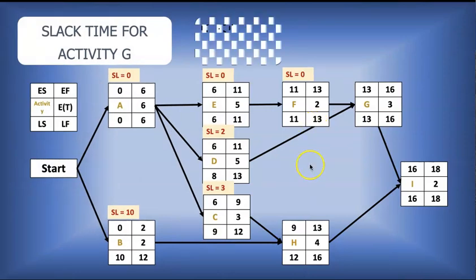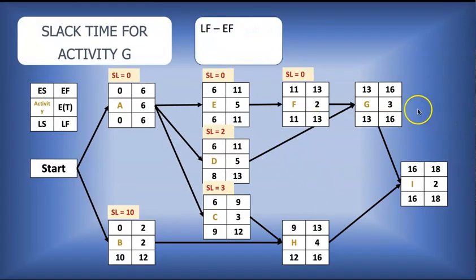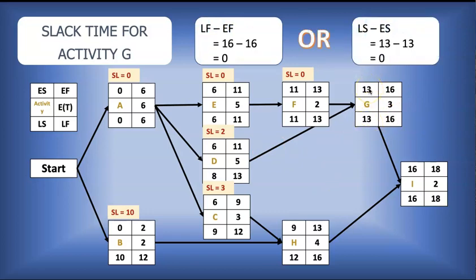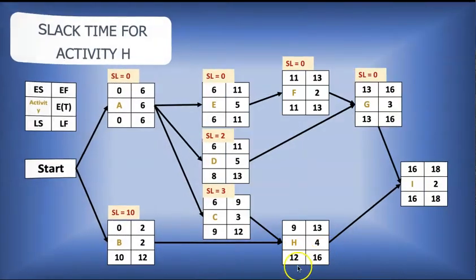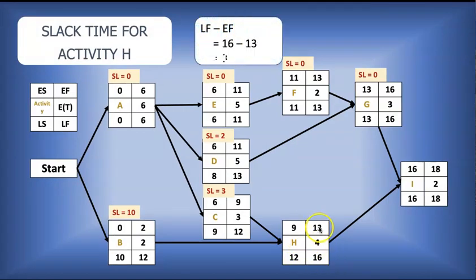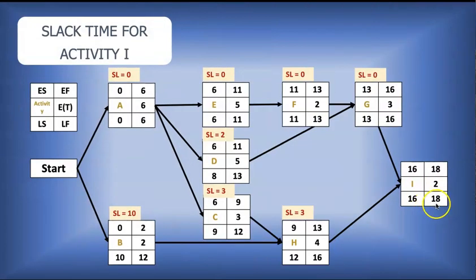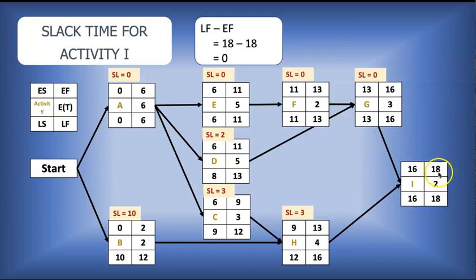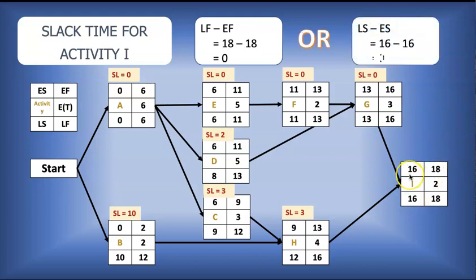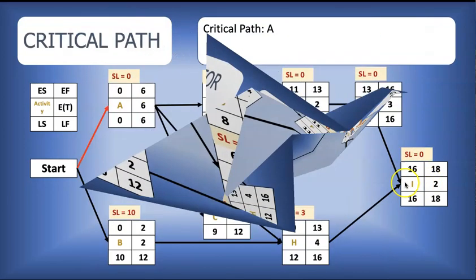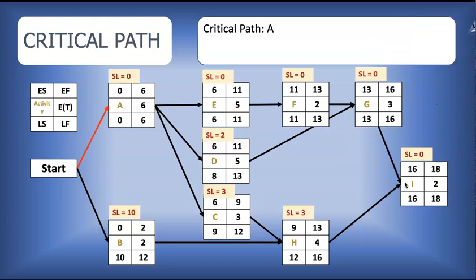Alright, so activity, where are we? G. That's 16 minus 16, 0. Or 13 minus 13, 0. For H, it's 16 minus 13, which is 3, or 12 minus 9, which is 3. And then last but not least, for I, 18 minus 18 is 0, or 16 minus 16 is 0. So that gives us all of our slack times. Now that we know the slack times, we can move on to the critical path.